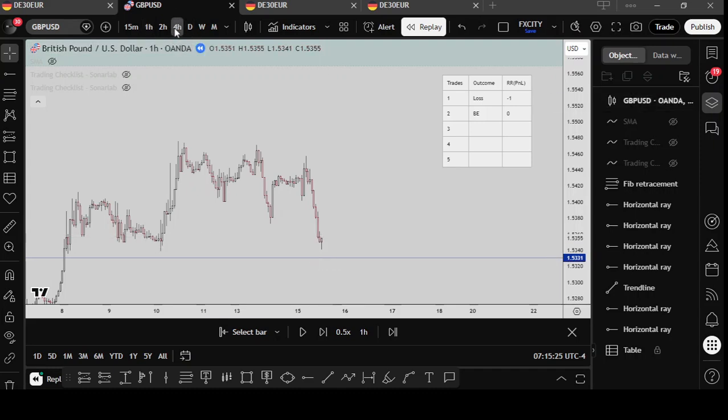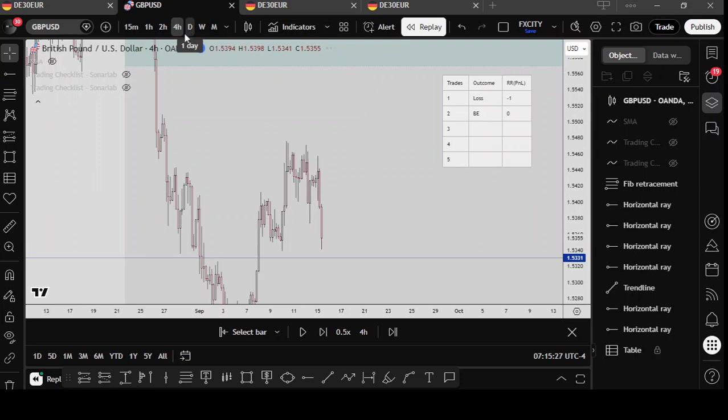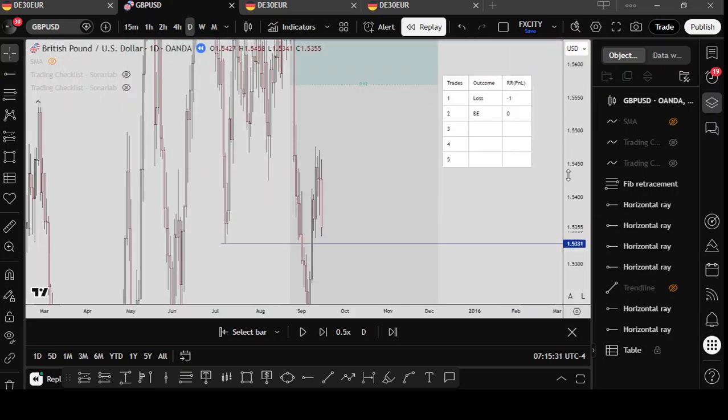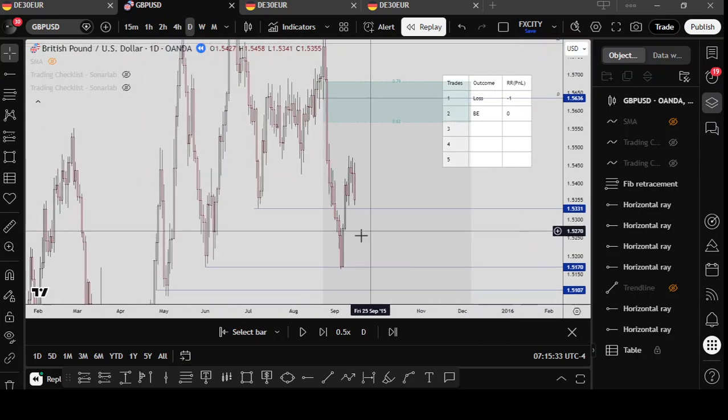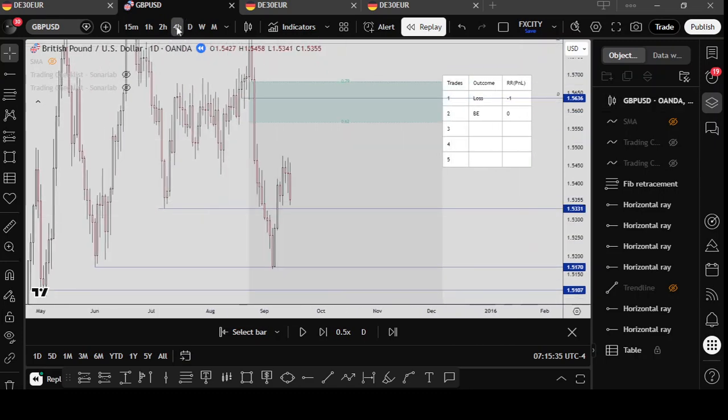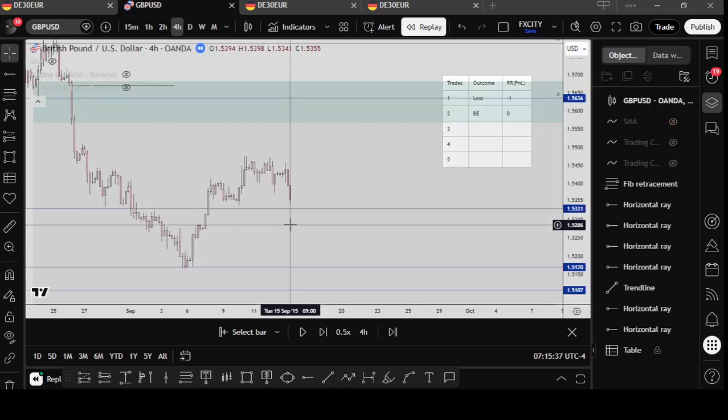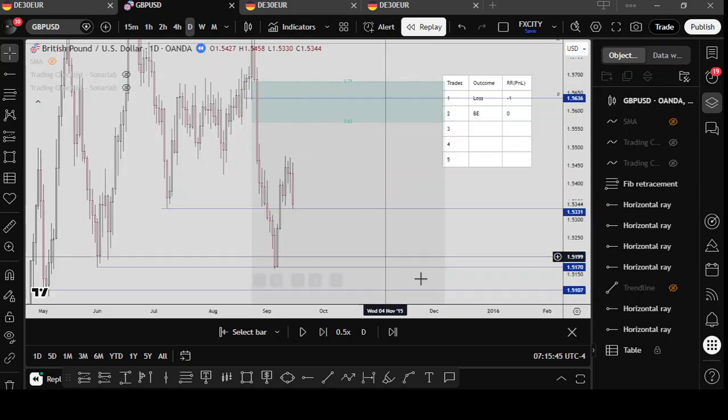Price is currently coming into the end of the day, right, coming into the end of the day. So just go to the daily and see what's up there. I'll just play this 4 hour candle to the end, so we know that the daily is closed. Right, so we have the close of the day there.